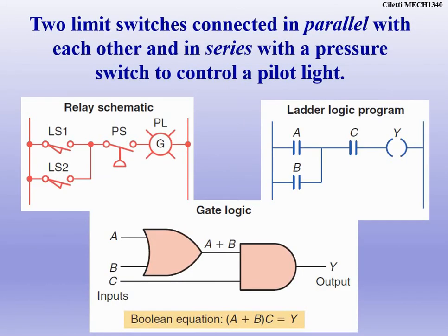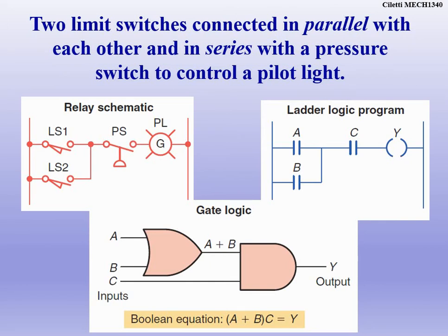Now we can use them together. I want you to think about this. We're taking our ANDs and our ORs and putting them together. So we have limit switch 1 or limit switch 2. Either one of those can turn it on, but we need to AND that with a pressure switch. So it can be limit switch 1 and the pressure switch turns on the light, or limit switch 2 and the pressure switch turns on the light. That's really what it's coming down to.